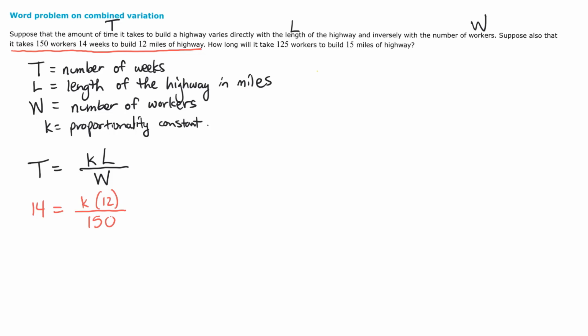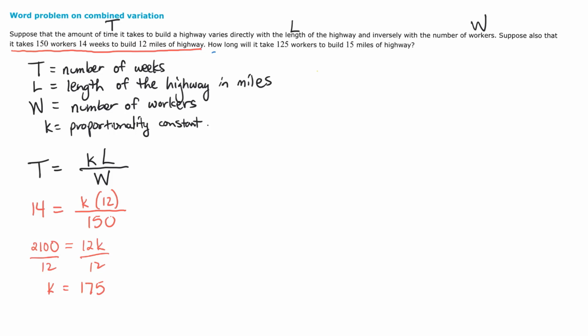So we could definitely solve for K. What's 14 times 150? That is going to be 2100 is equal to 12 times K. Divide both sides by 12, and we get K. K turns out to be a nice number, 175.